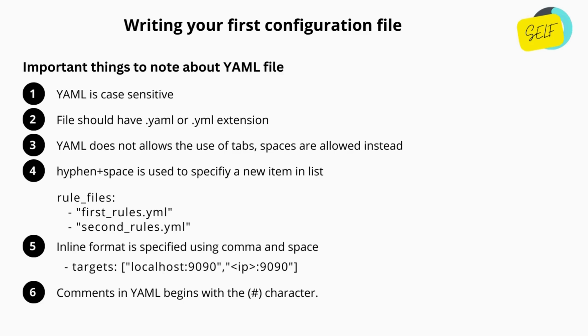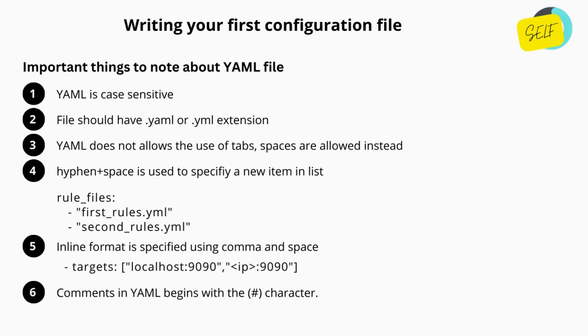Okay, the next is inline format is specified using comma and space. Suppose in a list you want to specify multiple items in the same line, then you can use a comma and space in between. As you are seeing here in the targets, which is a list, you can use localhost:1990 in double quotes inside the square brackets, then comma, space, and then again the second item.